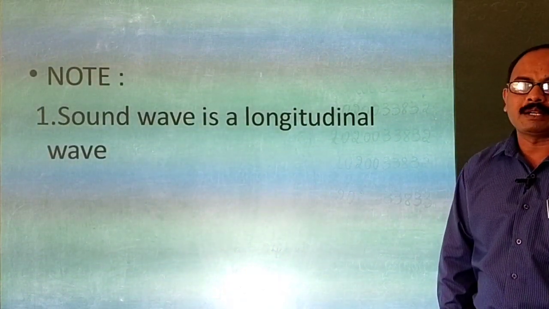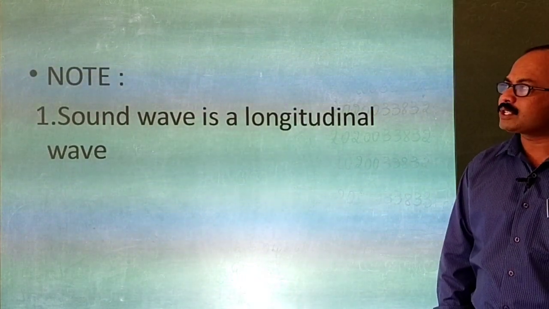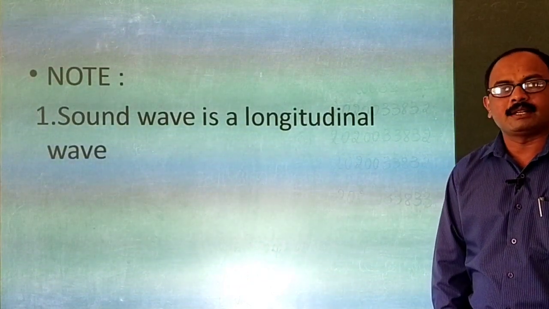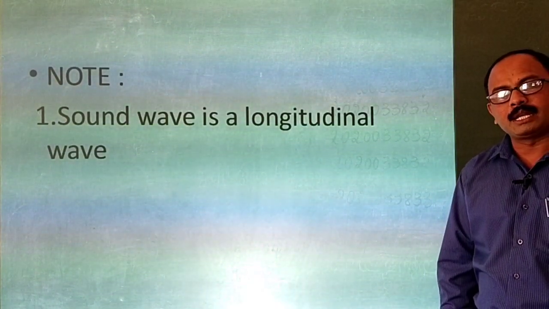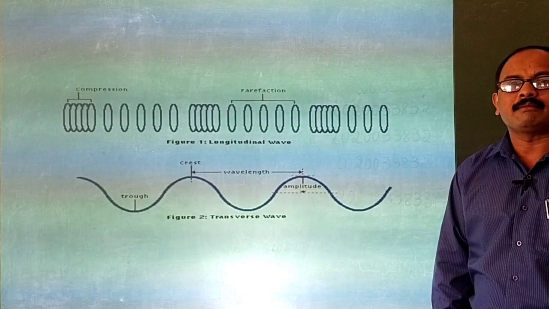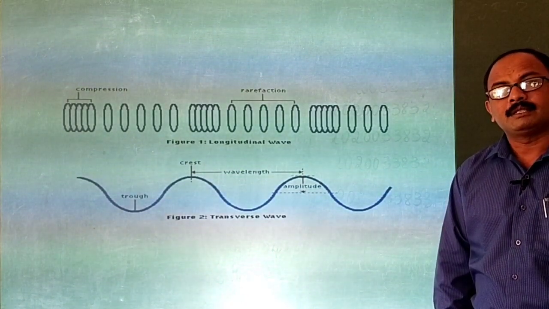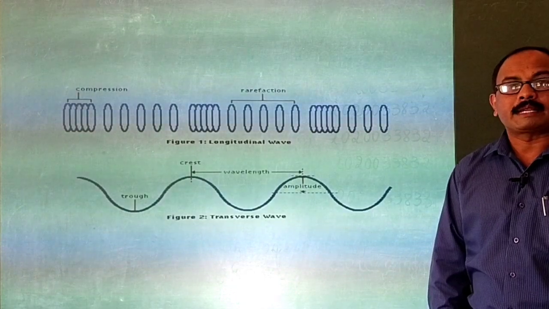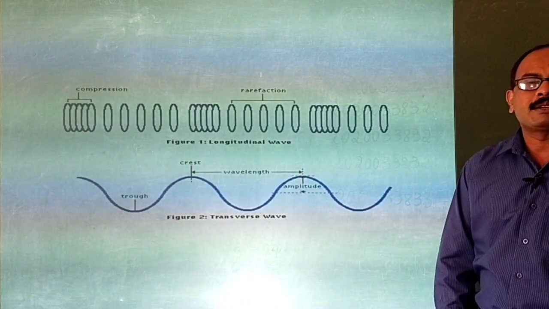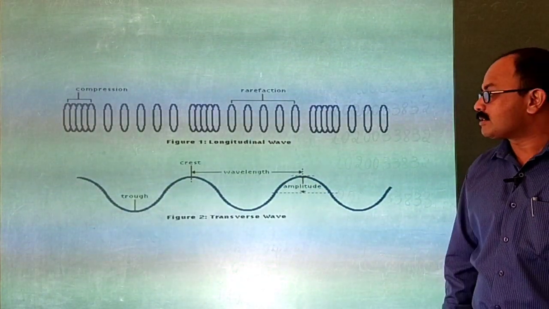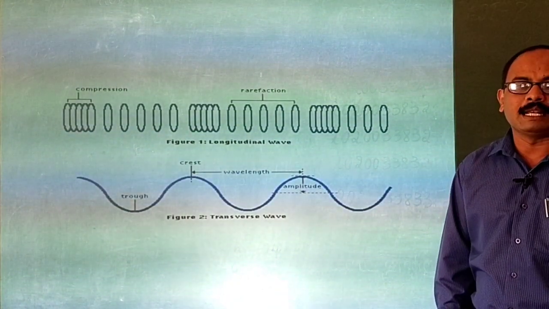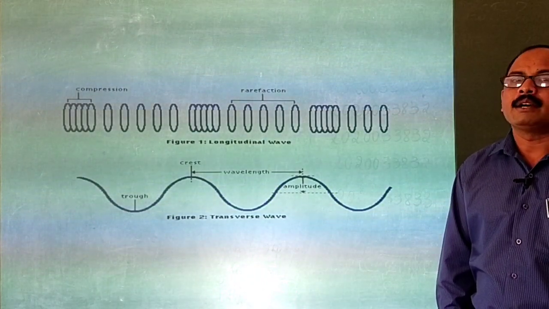There are a number of notes which have been taken in this lesson, children. First note: sound wave is a longitudinal wave. There are two types of waves, children, in general. One is longitudinal, one is transverse wave. Sound is a longitudinal wave. Light waves, X-rays, gamma rays and radio waves are examples of transverse waves.